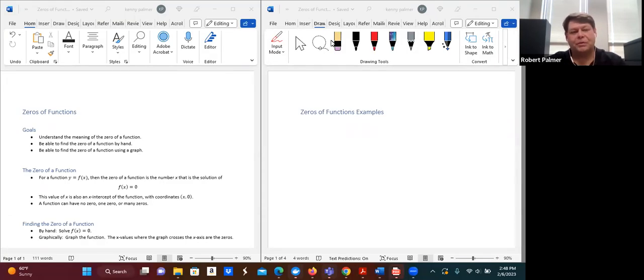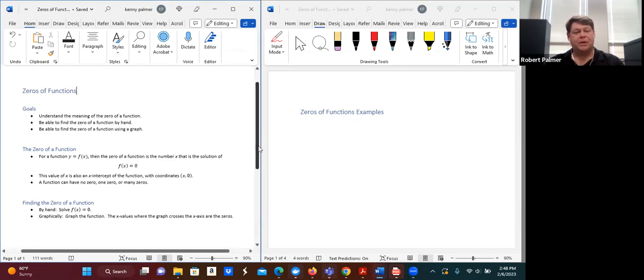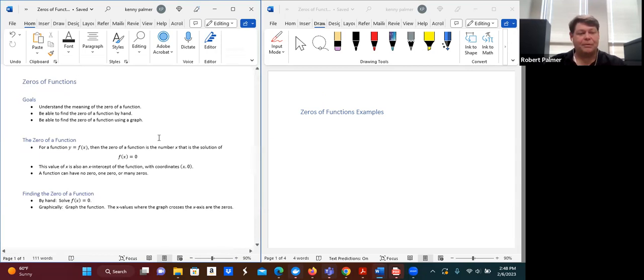Hello everyone, welcome back. So today we're going to learn about the zeros of functions. Our goals will be to understand what that means and what it tells us, and also be able to find the zero of a function by hand, and then also be able to find the zero of a function using a graph. Let's take a look.